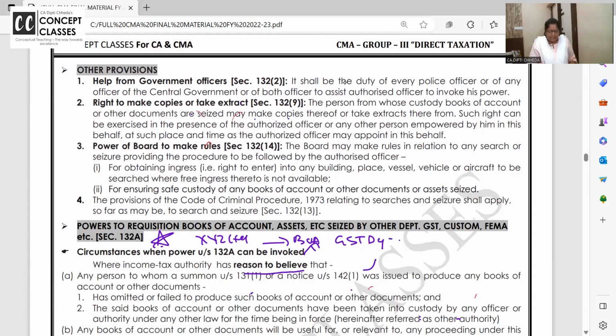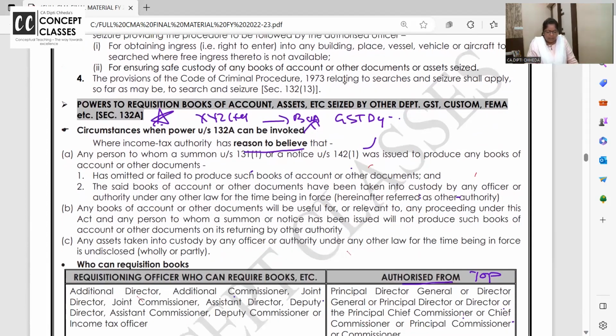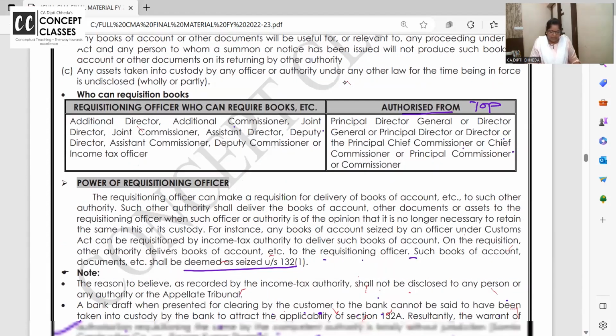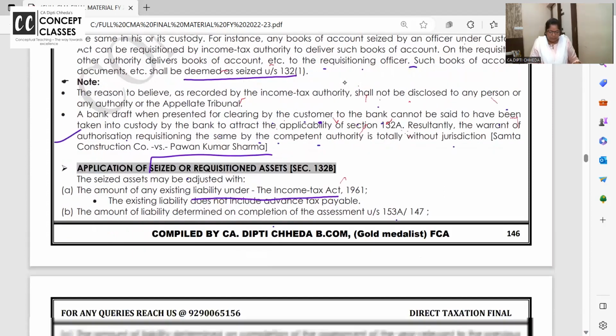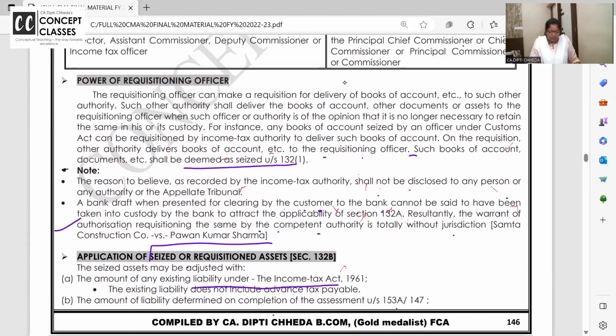Can they take copies? Yes. Can they take help of the government officers? Yes, yes, yes. Power to requisition books of accounts seized by other departments. Can we say to GST and customs that so and so person we have raided, so whatever books are in your possession, give it to us? Right.